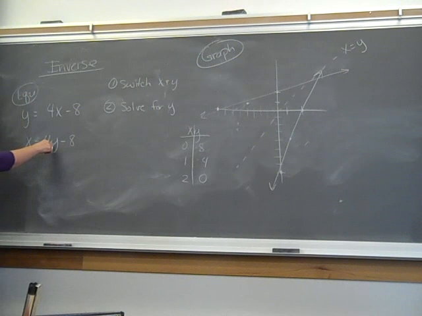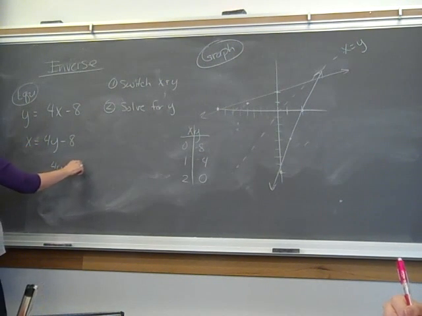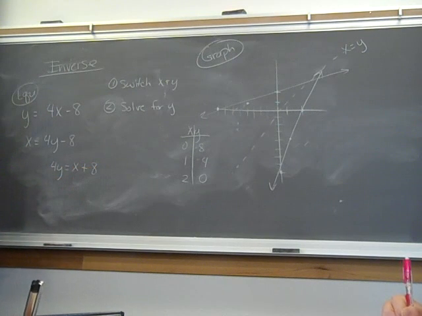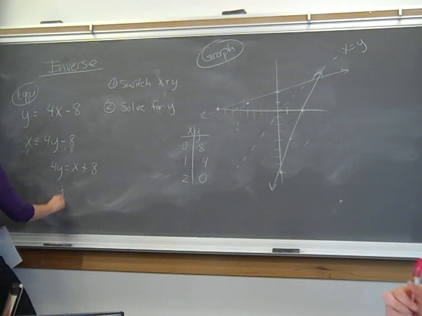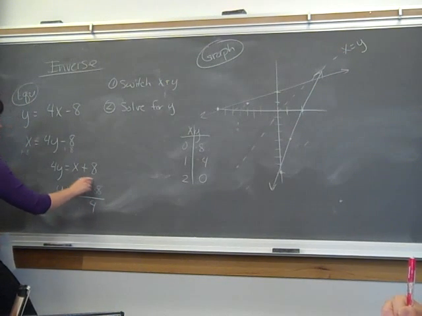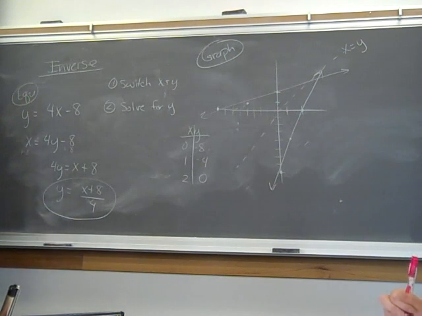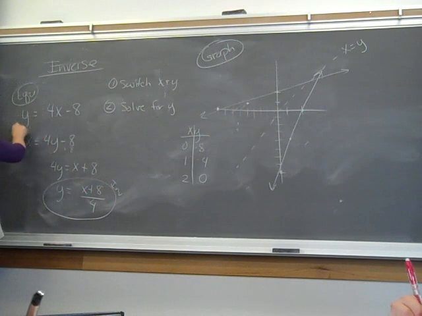Now you solve for y. So 4y equals x plus 8. So I've just added 8 to both sides. Okay? And so we know that y is x plus 8 over 4. That is the inverse. That is the inverse of this original function.